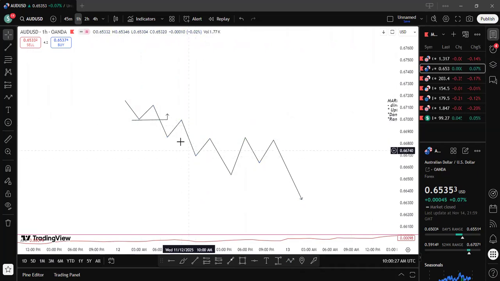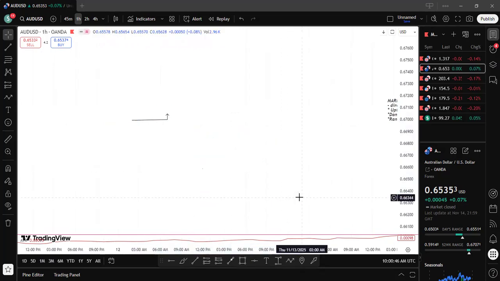Then it breaks this structure, this lower low, then you form a new lower low, comes back again. This high is lower than this previous high, so you have a new lower high. So in a downtrend, you have a series of lower lows, lower highs, lower lows, lower highs, lower lows, lower highs. Then the trend is going downwards. I hope you get that.